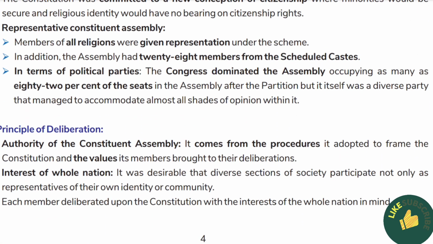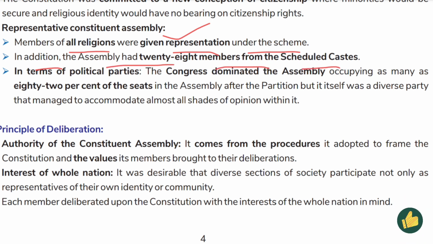The Constituent Assembly was representative: members of all religions were given representation under the scheme. In addition, the Assembly had 28 members from the scheduled castes. In terms of political parties, the Congress dominated the Assembly, occupying as many as 82% of the seats in the Assembly after the partition, but it was itself a diverse party that managed to accommodate almost all shades of opinion within it.